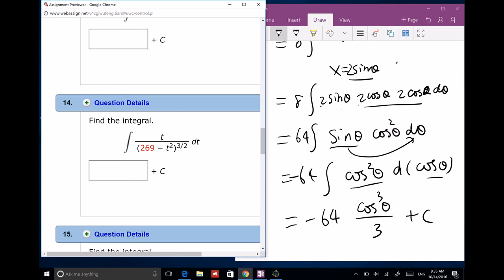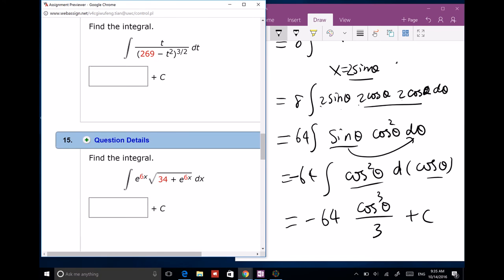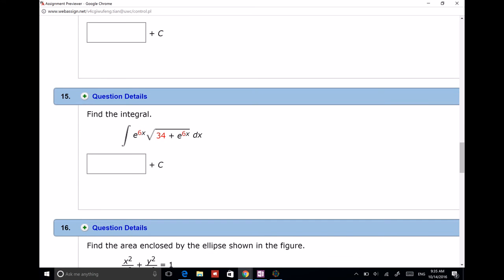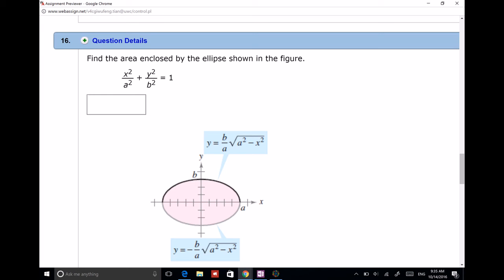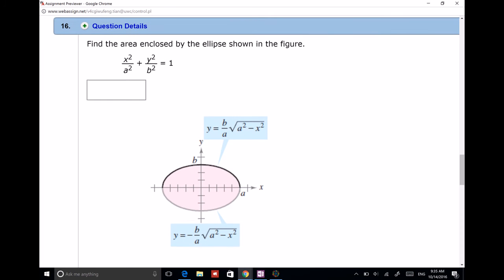Number 14, I believe, is the same. Let me check if there's anything. Number 15. Okay. So does anyone need help with number 16? Yes. Yeah. Okay, so I think that's right.